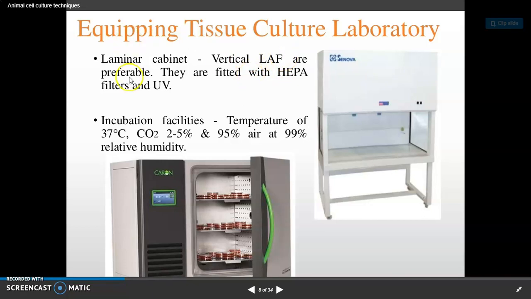Vertical laminar airflow machines are preferable. They are fitted with HEPA filters and UV light. UV light is for sterilizing purposes. To sterilize the working area, you have to switch on your UV light for 10 to 15 minutes. After that, you switch off the UV light and then switch on the blower which gives you HEPA air. Then only you need to open your glass. Then you have to work.